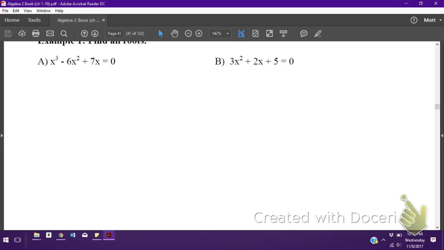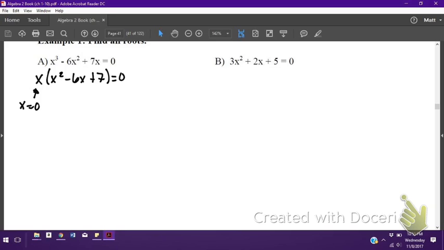So example A. Well, we have three terms, each of them with an x. So I'm probably going to go ahead and start with factoring out a GCF. If I factor out a GCF of x, I'm going to get x times (x squared minus 6x plus 7) is equal to 0. Now, I definitely know from here that x is equal to 0. So there is one of my solutions.